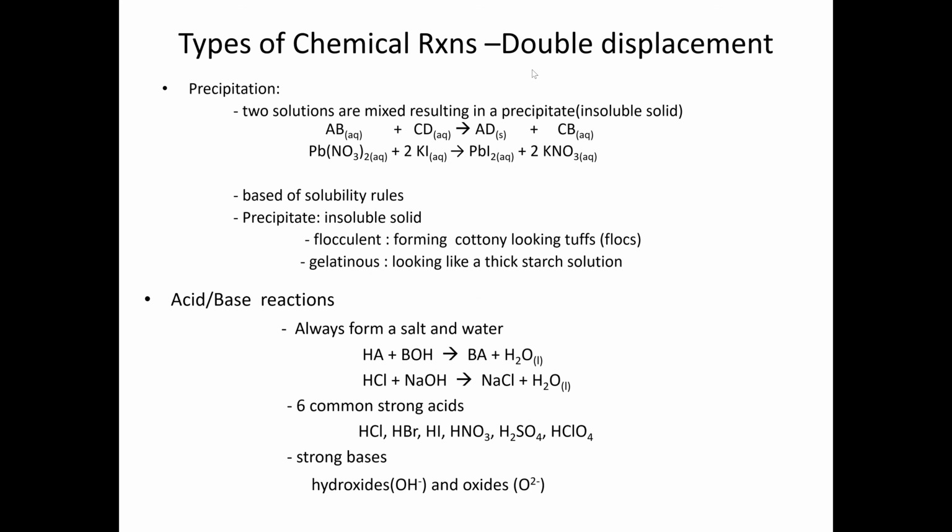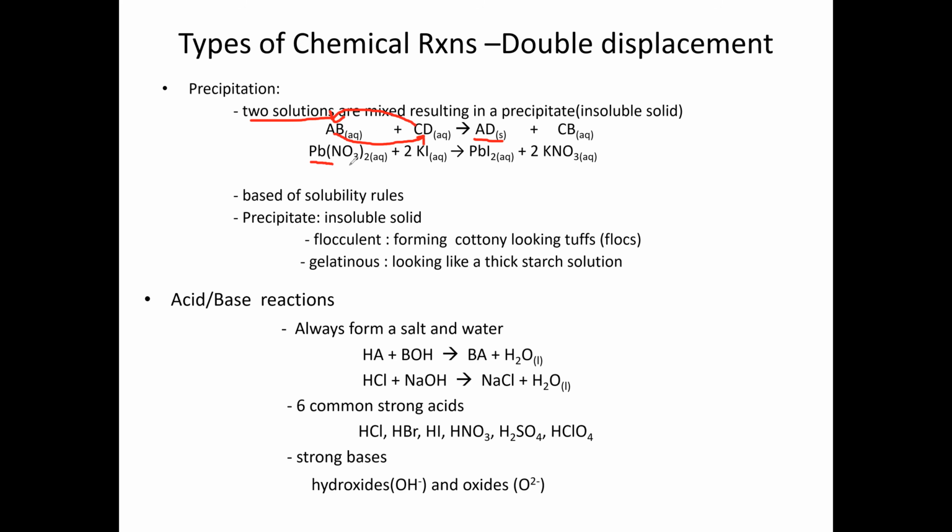The first one is precipitation reaction. So the key identifier for a precipitation reaction is we have at least two reactants that are solutions, so they have to be solutions. These two reactants that are aqueous, their two cations switch positions, and we form at least one precipitate, aka insoluble product.